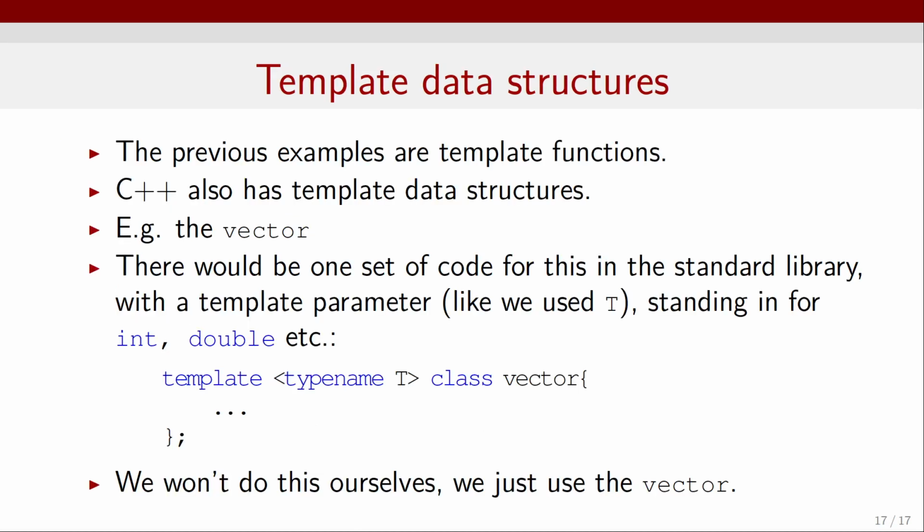Now the previous examples are template functions. C++ also has template data structures. One example is the vector that we've been using. There would be one set of code for this in the standard library with a template parameter like the one we used, T, standing for integer, double, and so on. So there is something in that library of the form template, and then typename T, and then class vector. We will not do this ourselves. We will just use the vector for this module.